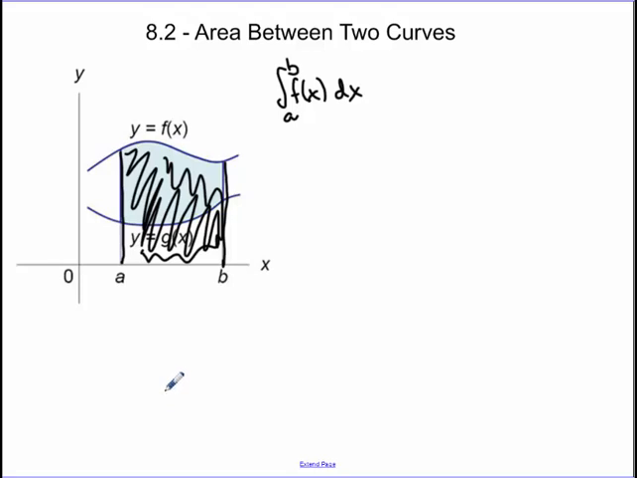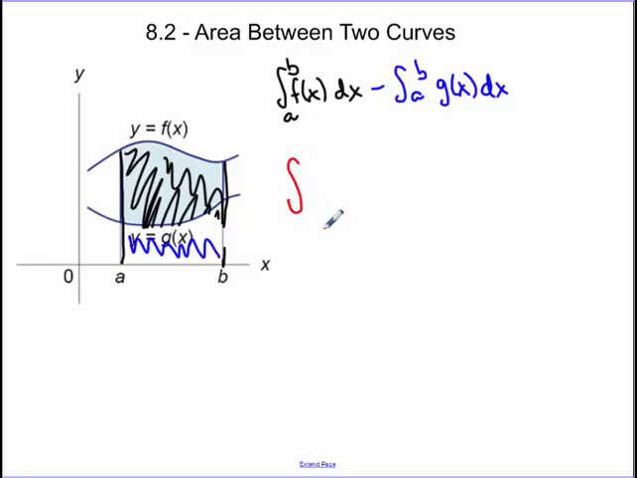But what do I need? I need just the area in between these curves. So what I need to do is take away the area under our g of x curve, or our g of x function, I should say. So therefore, to find the area between two curves, going to the x-axis, we have the integral from a to b of our f of x function minus our g of x function dx.